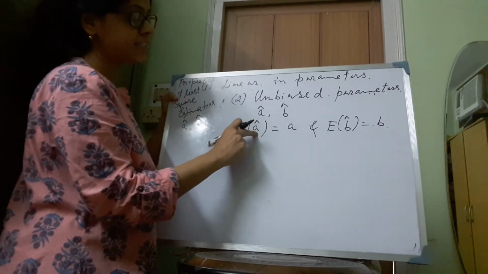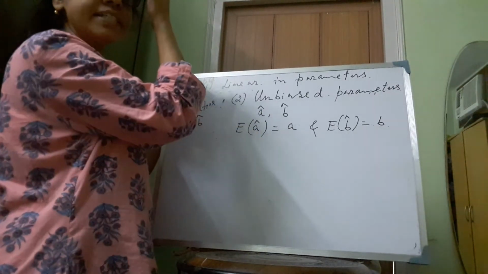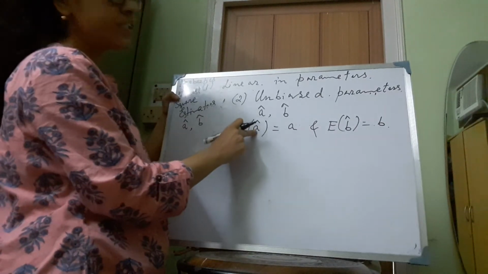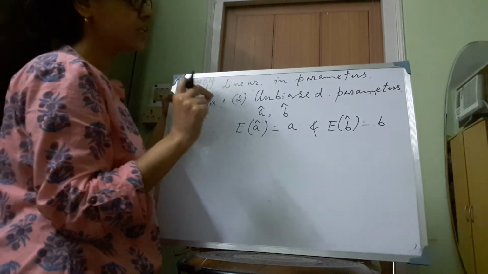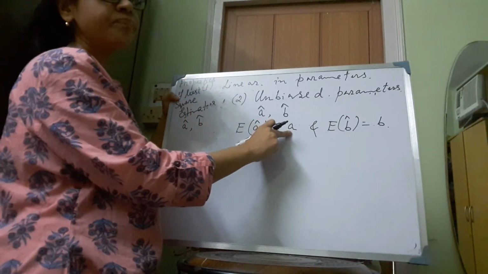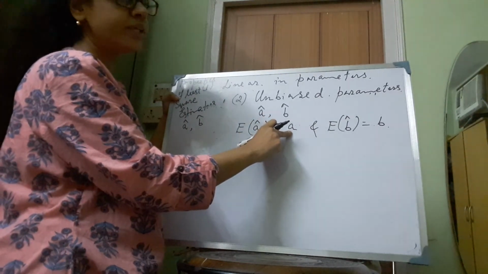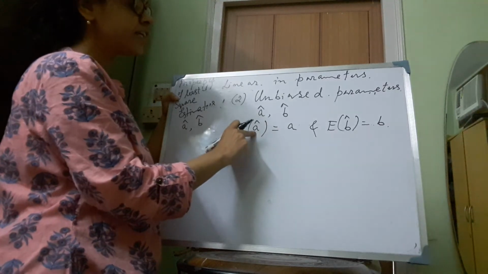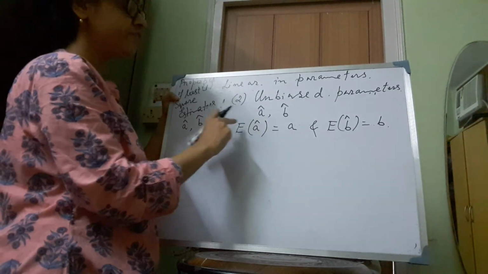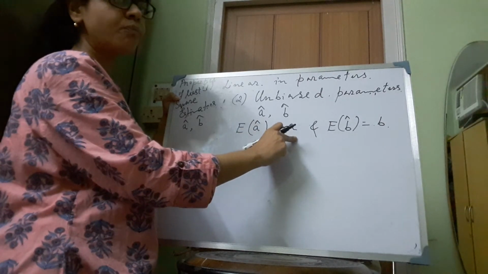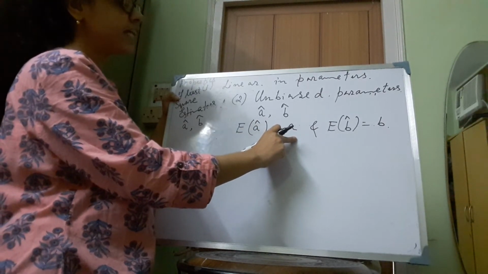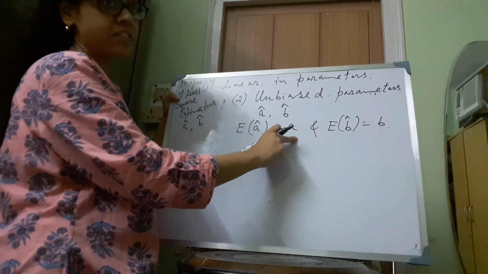So this is A hat. This A hat we have got by using the sample data, but this is not the actual value of A. We are predicting the value of A using the sample data. But this A is the population parameter, so this is true in the population. Now after getting the value of A hat, if the expectation of A hat, if the mean value of the A hat is equal to the population parameter value, then we can say that A hat is unbiased.